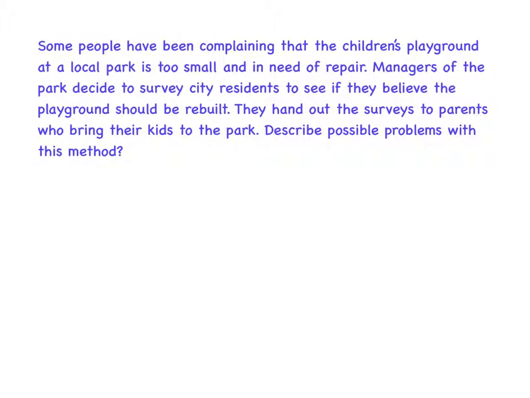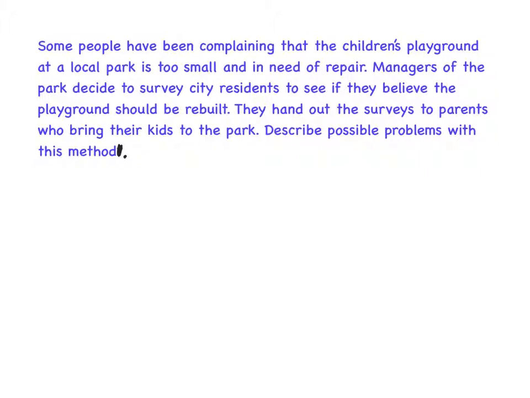So for an example, a different one, not a voluntary response. Some people have been complaining that the children's playground at a local park is too small and in need of repair. Managers of the park decide to survey city residents to see if they believe the playground should be rebuilt. They hand out the surveys to parents who bring their kids to the park. Describe possible problems with this method. That shouldn't be a question mark. That should be a period. Sorry.